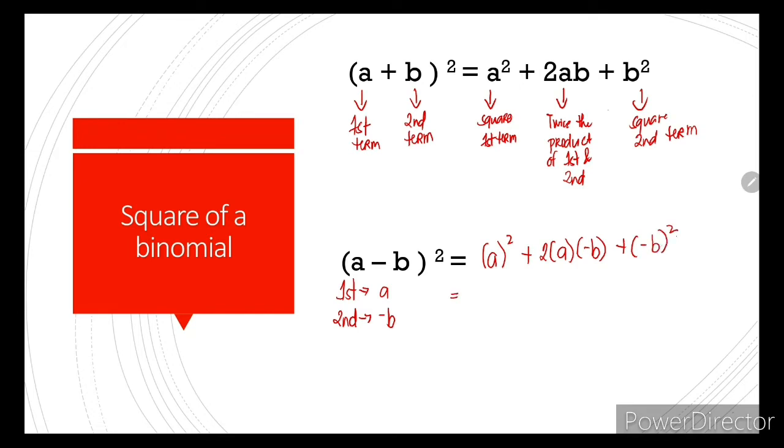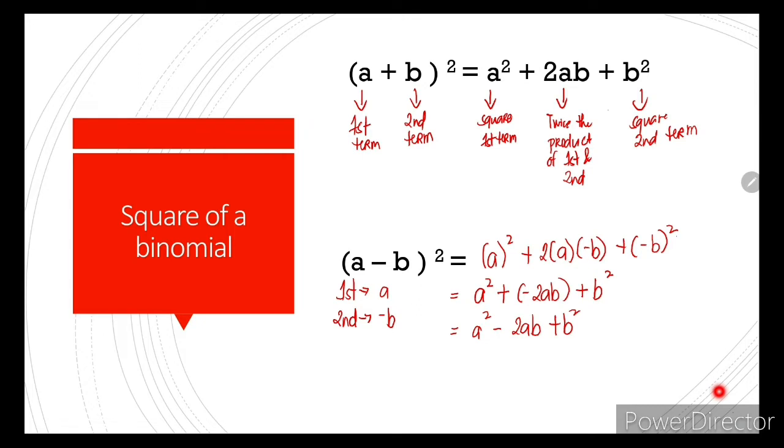Okay, let us simplify. A times a is equal to a squared, plus 2 times a is equal to 2a times negative b, we have negative 2ab, plus negative b times negative b is equal to b squared. Kaya ayusin na lang natin yung signs. So a squared, positive times negative is negative 2ab, plus b squared.